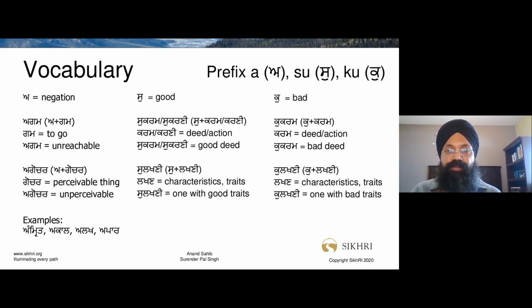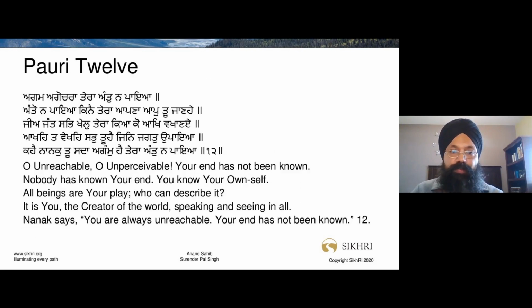Similarly, you have another set of words appearing in Gurbani, sulakhani and kulakhani. Lakhani comes from lakhan, Sanskrit lakshan, which basically means characteristics or traits. When you add su to it, it becomes good traits. When you add ku to it, it becomes bad traits. Someone with bad traits is called kulakhani. One with good traits is called sulakhani. So that's how you build vocabulary. Okay, with that, we'll start the next body.